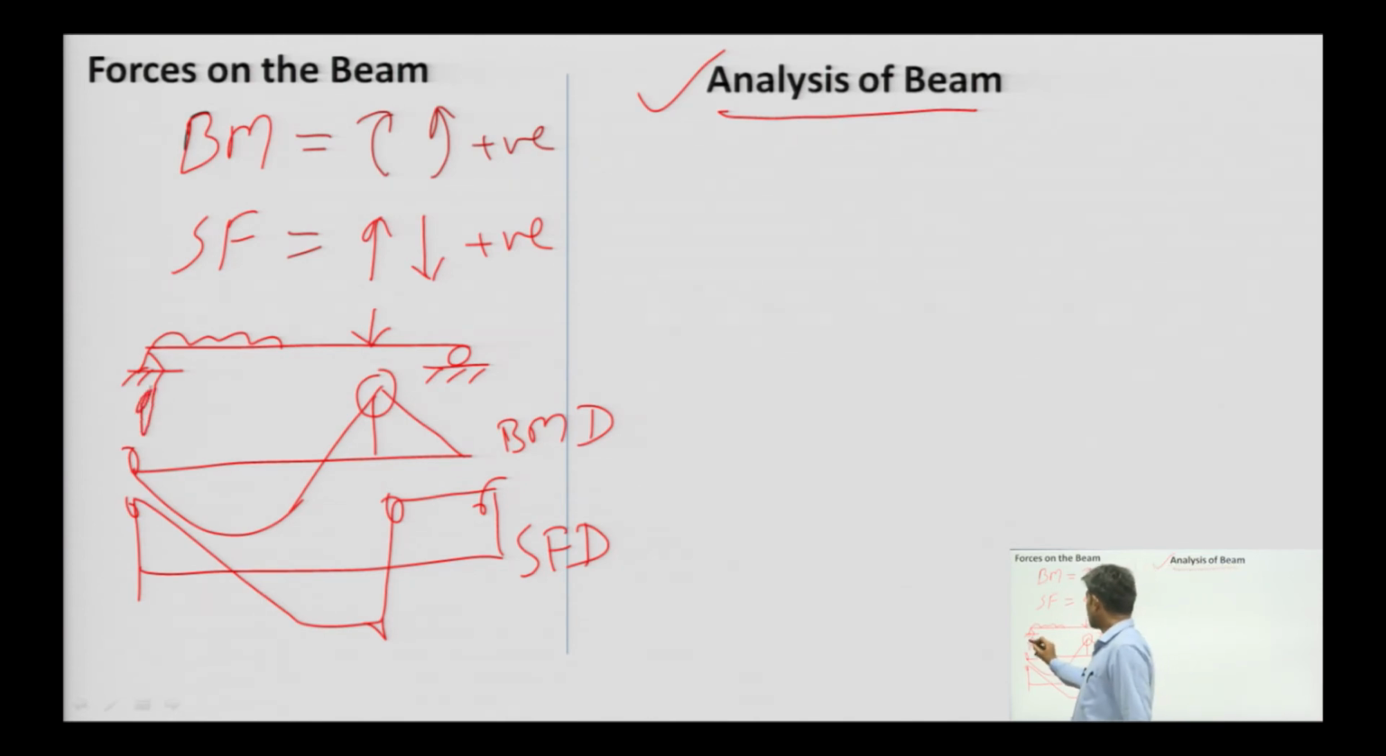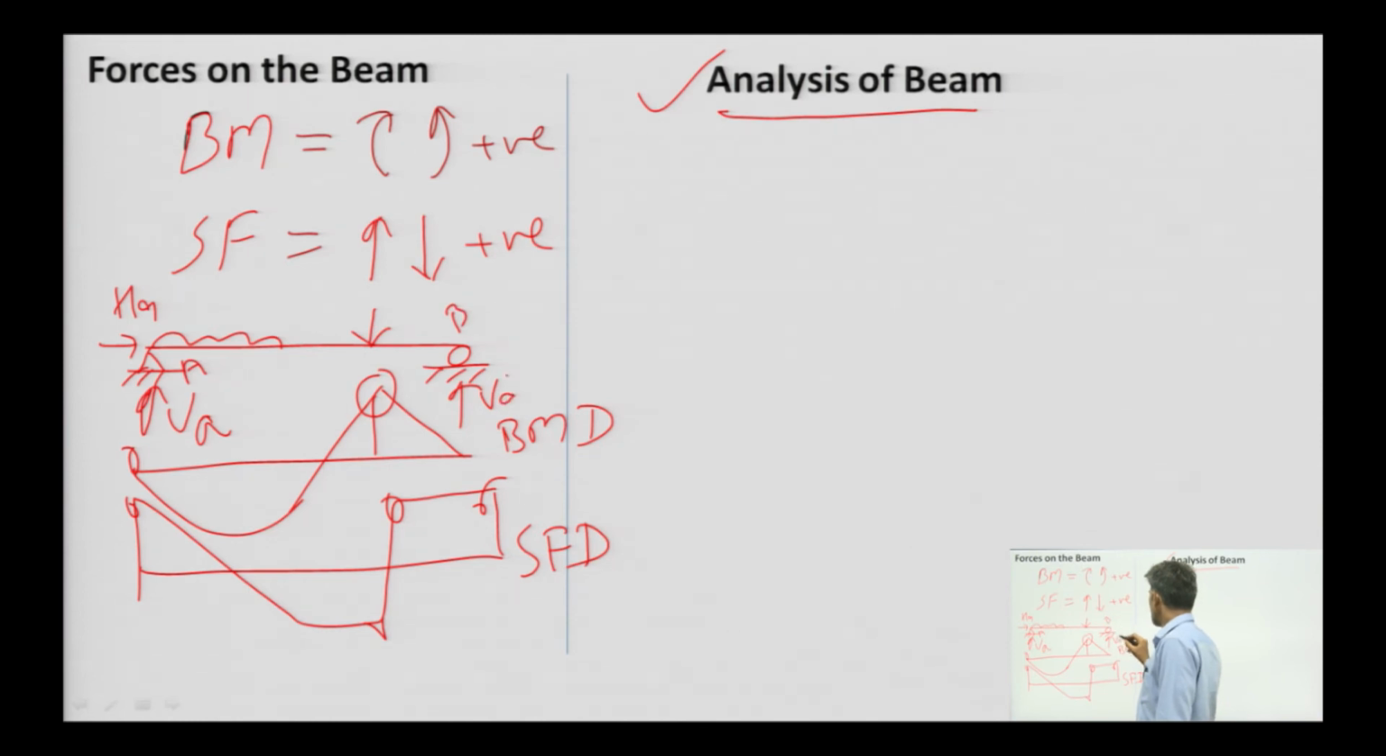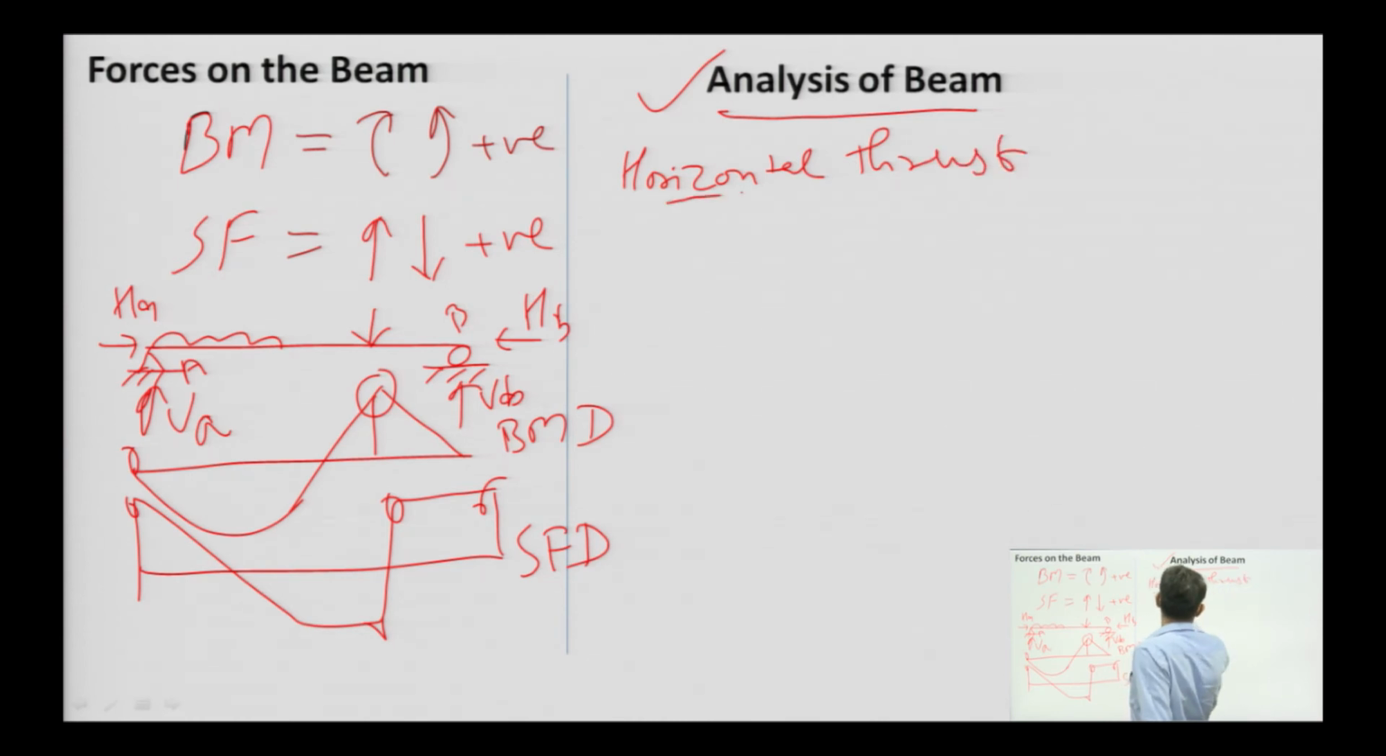Prior to that, we need to find out the support reactions. If this point is A, vertical reaction at point A, horizontal reaction at point A. And here, say this point is B, vertical reaction at point B and horizontal reaction at point B. Normally in case of beam, since beams are subjected to carry the transverse load, we are neglecting the horizontal thrust.